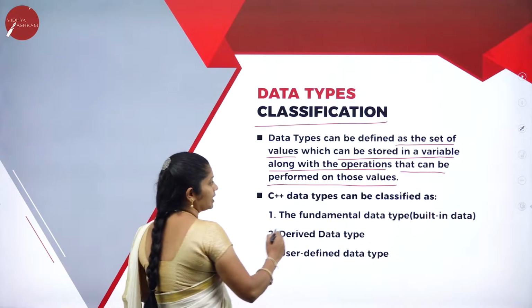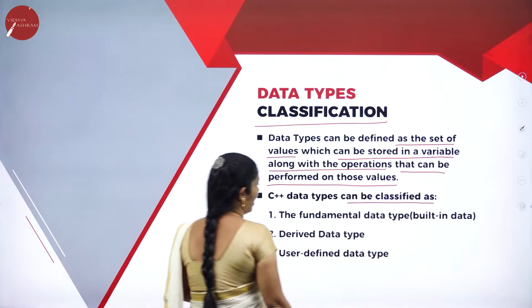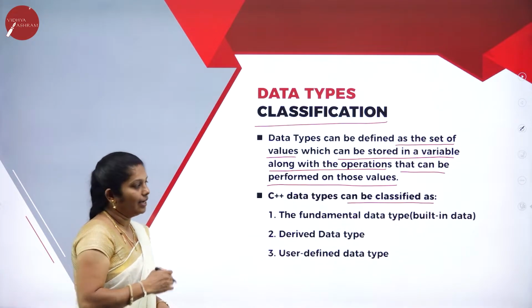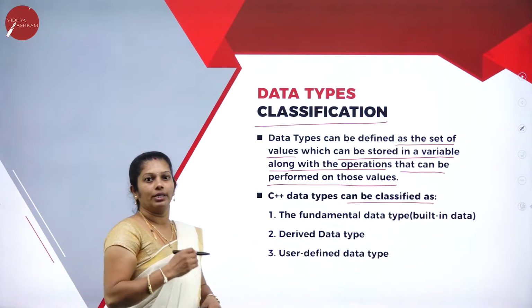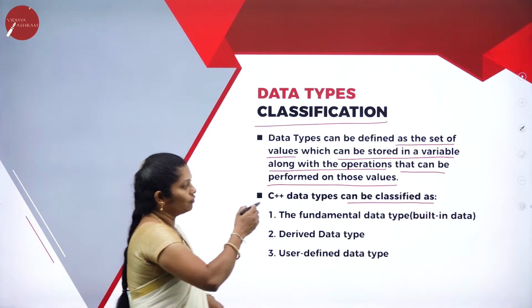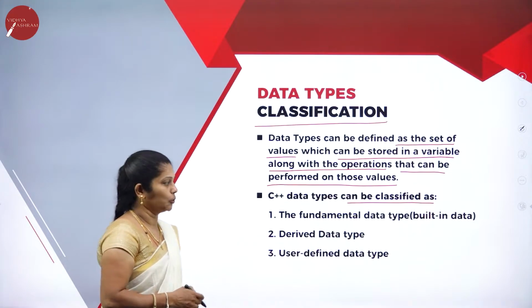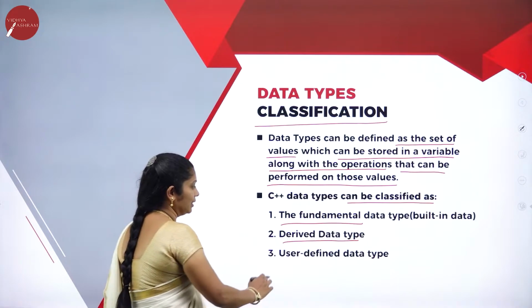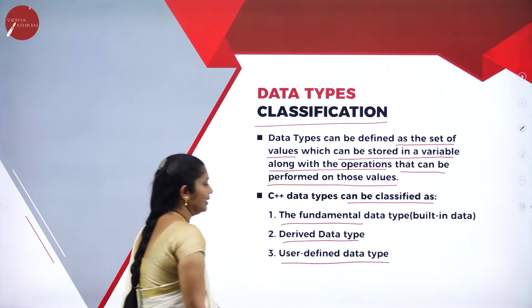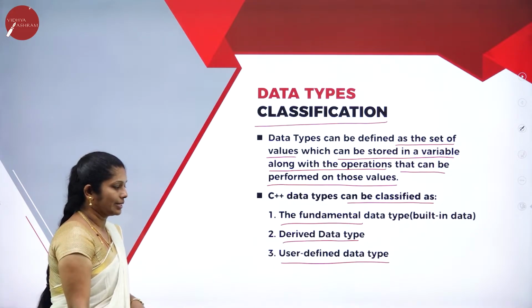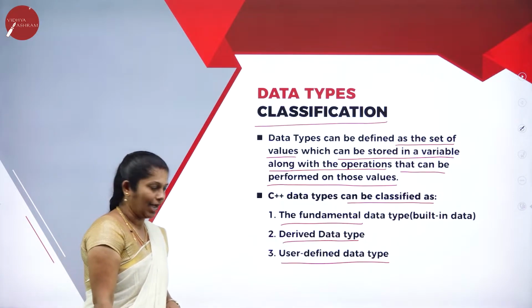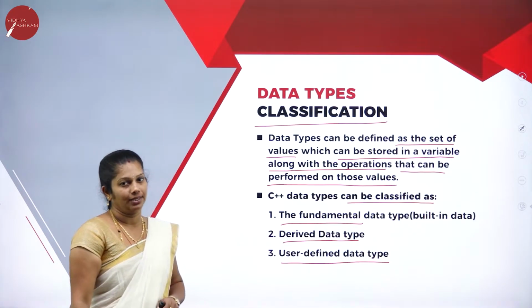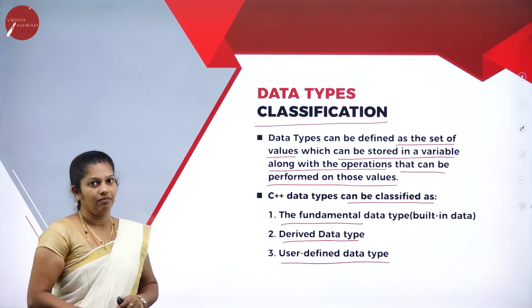When we come to C++, data types can be classified as fundamental data types. The fundamental data type is also called a simple data type, or we used to call it a built-in data type also. The second one is derived data type, and the third one is user-defined data type. First simple or fundamental, then derived, then finally user-defined data type. Now one by one we'll discuss.